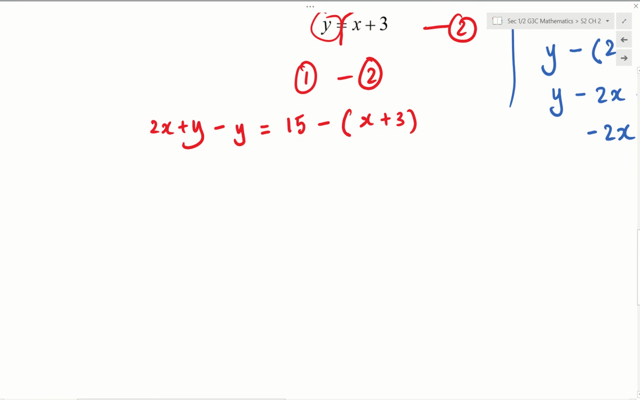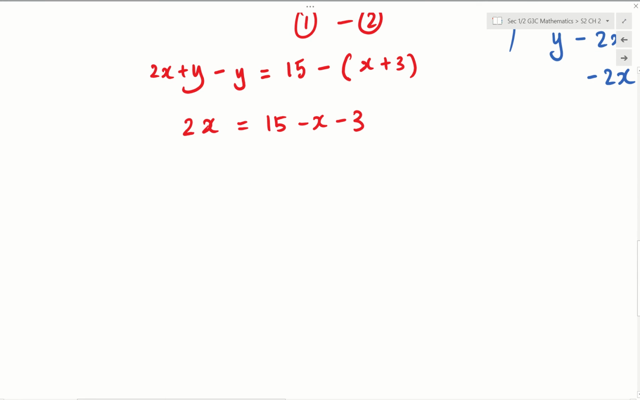Then we continue. The y will be eliminated as expected. 2x equals 15 minus (x minus 3). So we have an equation with only one unknown. Group the like terms together. 3x equals 12. x will be equal to 4.